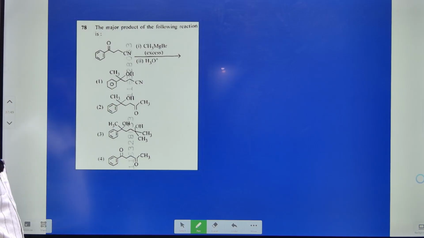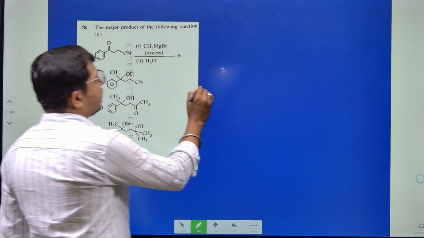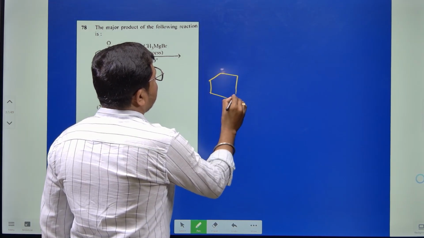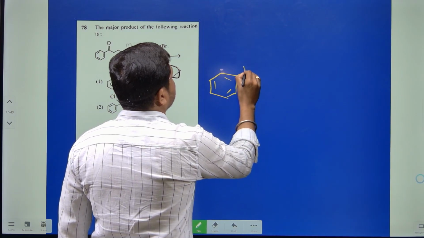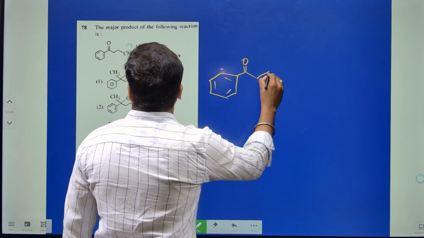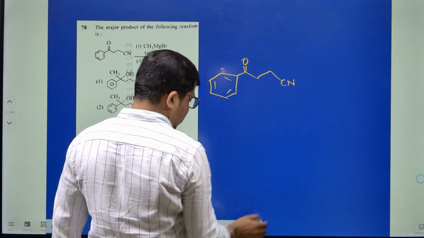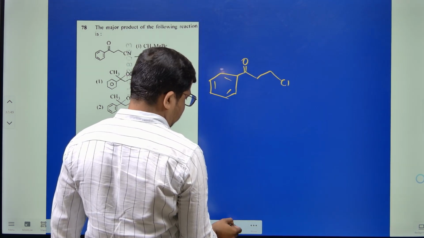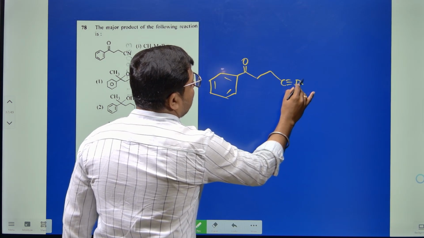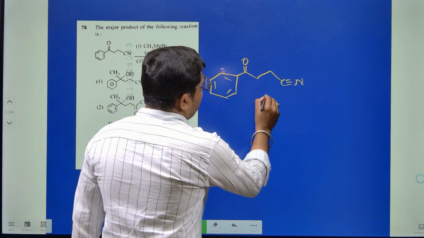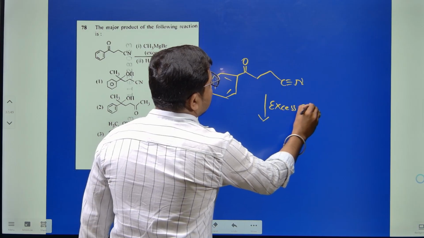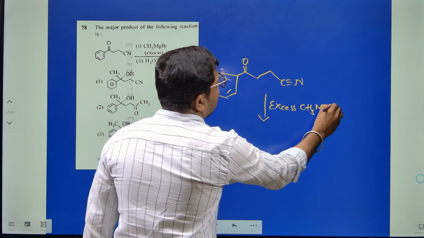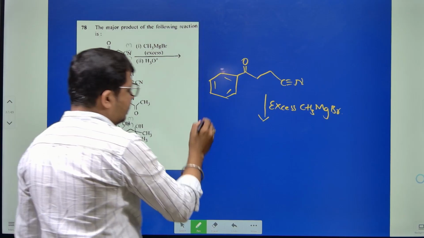Next one: the major product of the following reaction is. Let's solve the reaction. Here they have given the compound like this, with a double bond O and C triple bond N. Now I will add excess CH3MgBr to the compound.